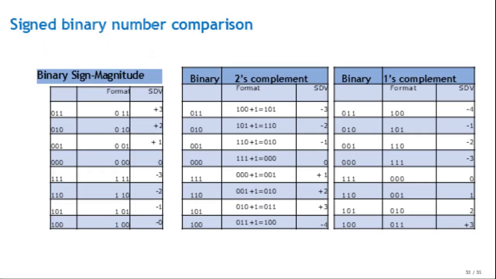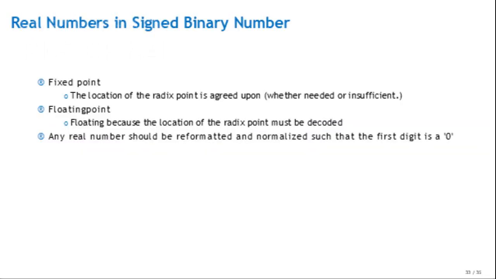Comparison of binary sign magnitude, binary 2's complement, and binary 1's complement formats. Real numbers in signed binary numbers can be represented in fixed point or floating point. The location of the radix point is agreed upon in fixed point, while in floating point, the location of the radix point must be decoded. Any real number should be reformatted and normalized such that the first digit is a 0.